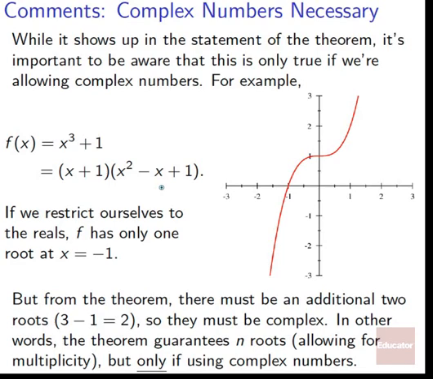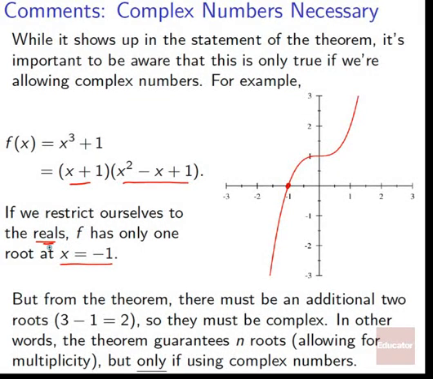For example, f of x equals x cubed plus 1, we can break into x plus 1 times x squared minus x plus 1. So x plus 1, that one has a solution in the reals, x equals -1. But x squared minus x plus 1, that thing is an irreducible quadratic. It doesn't bring any real solutions.